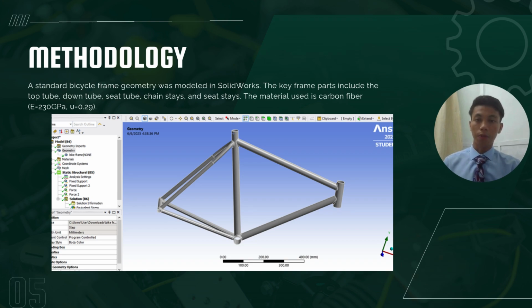Okay, and then we will continue with methodology. The standard bicycle frame geometry I created in SolidWorks, and then this frame includes the top tube, down tube, rear wheel, and front wheel. We use carbon fiber as the material.